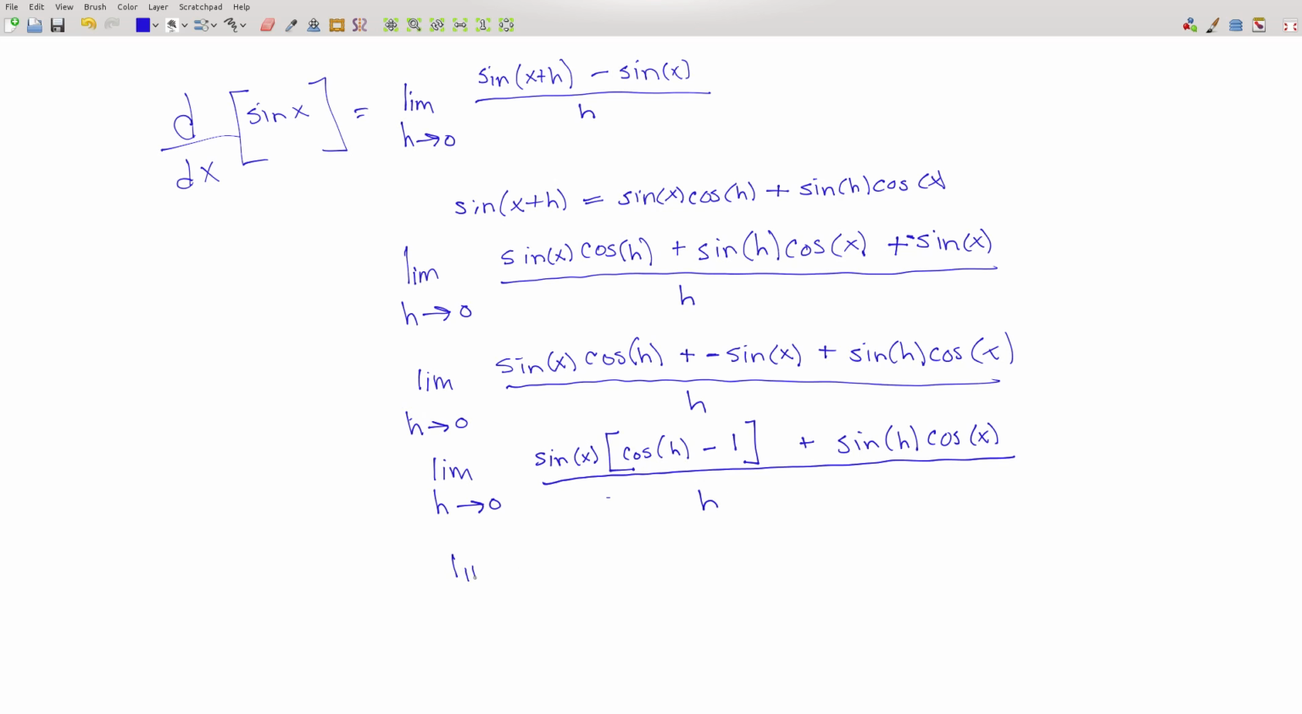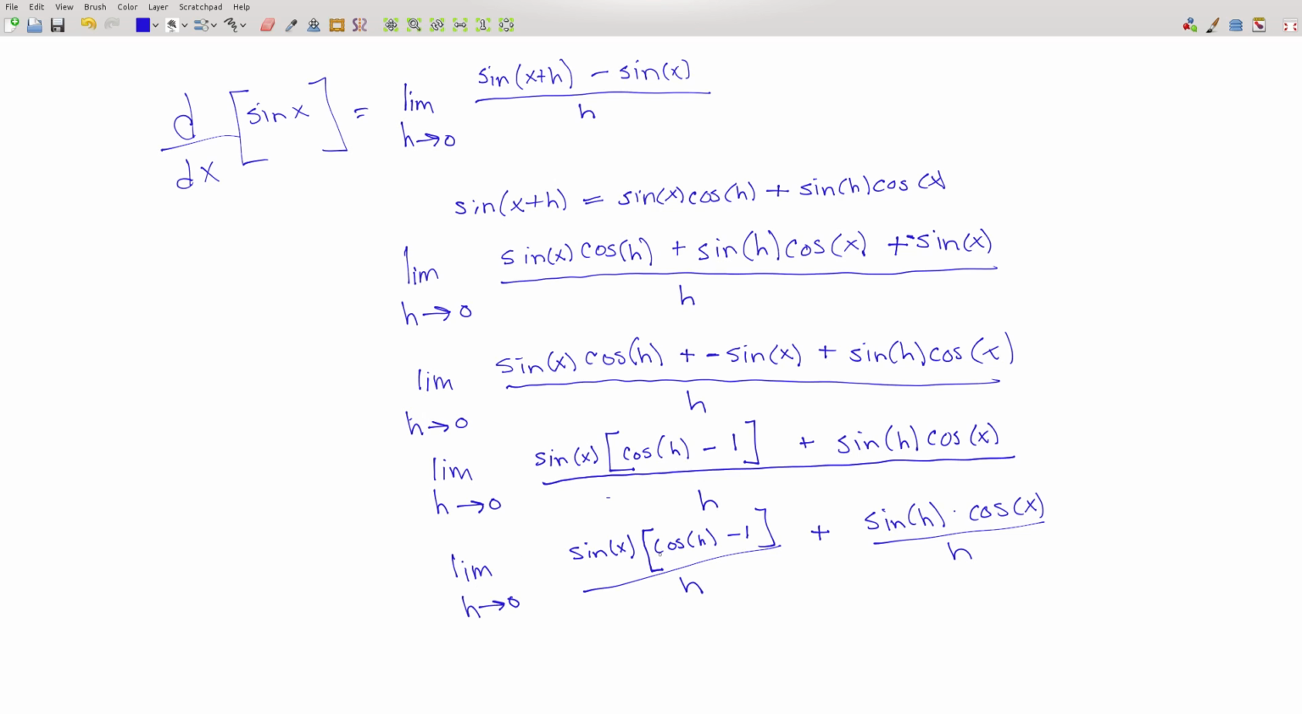This is the limit as h goes to 0 of the sine of x times the cosine of h minus 1 over h, plus the sine of h times the cosine of x over h. And what happens as h goes to 0 of these two terms?